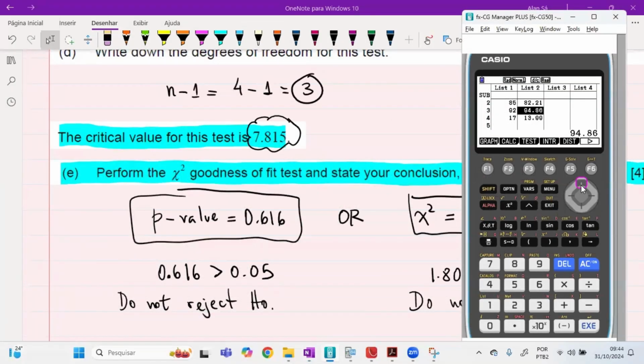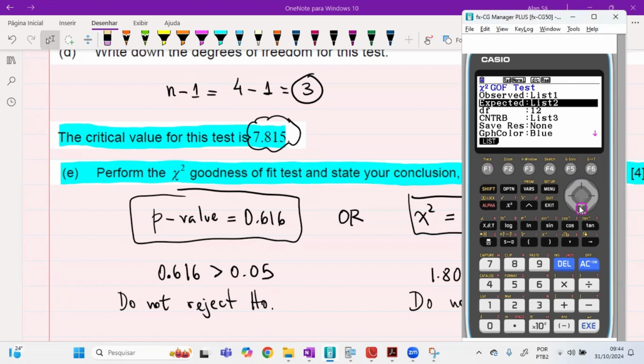In Casio, we go to statistics, and then we insert the observed frequencies in list 1 and the expected frequencies in list 2. Then we go to test, select chi by pressing F3, and select goodness of fit, F1. We have to tell the calculator the degrees of freedom, which is 3. Then observed list 1, expected list 2. That's the standard setting. And then we execute. We get exactly the same values.